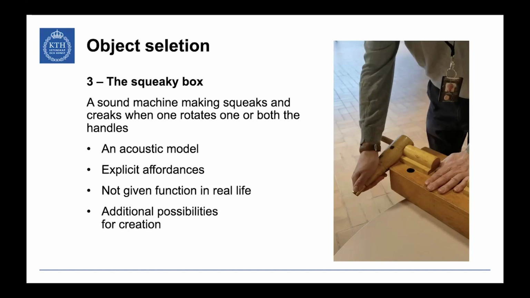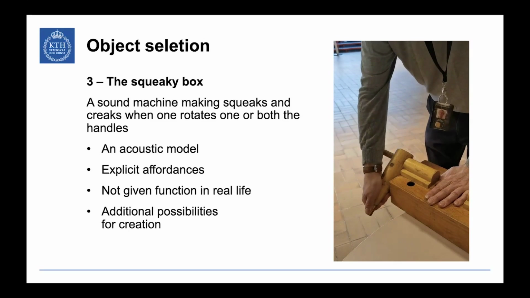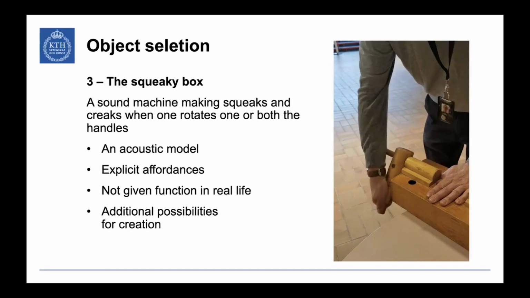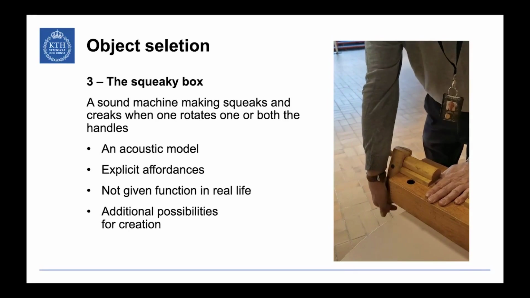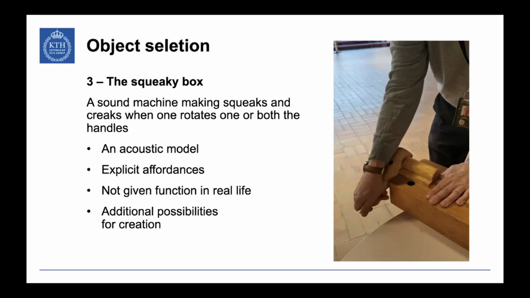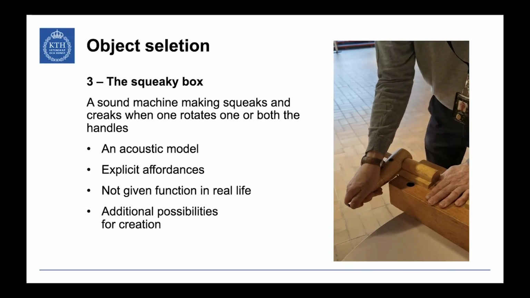We selected this object because it is an example of an acoustic sound model. It presents the performer with some explicit affordances. However, as it is not an everyday object with a given function in real life, it might provide the performer with additional possibilities for creation. You cannot see it in this video, but there is another similar handle on the other side of the box.